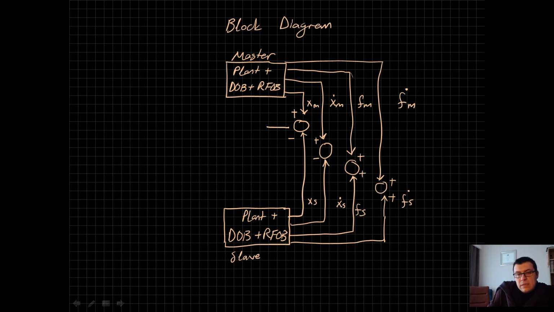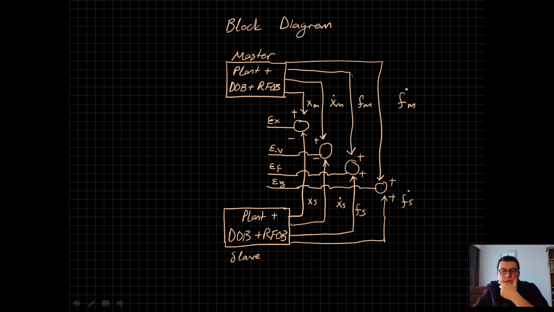Actually, that is error in position, that is error in velocity, that one is error in force, and probably that one is error in Young, right? So this is position error, velocity error, force error, and the error in the derivatives of the forces.